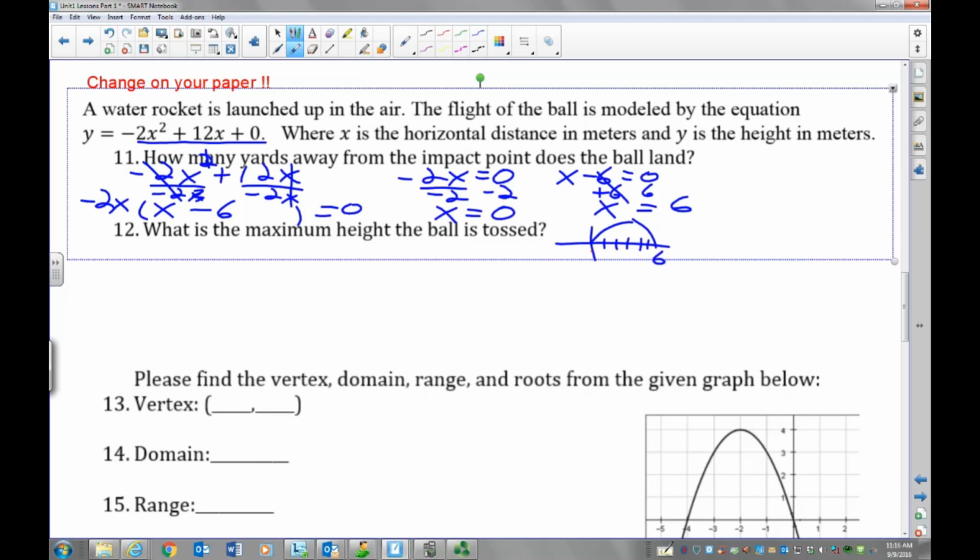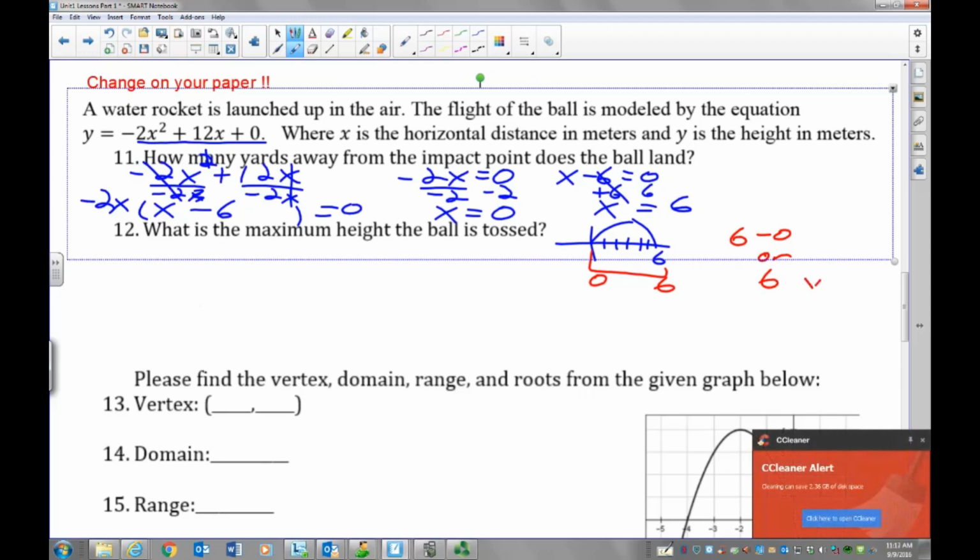And to make it easy on you is why I changed that problem. So from 0 to 6 is just a distance of 6 minus 0, or just 6. So then the water rocket or the ball lands how many yards away from the impact point? 6 yards away. So there's your answer there for number 11.